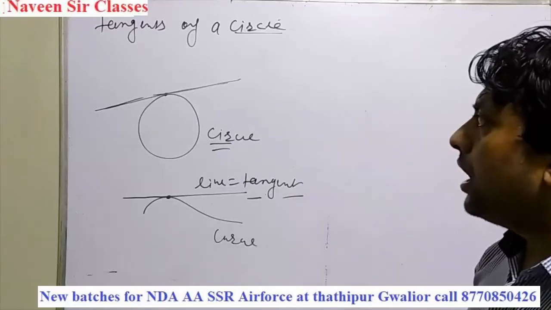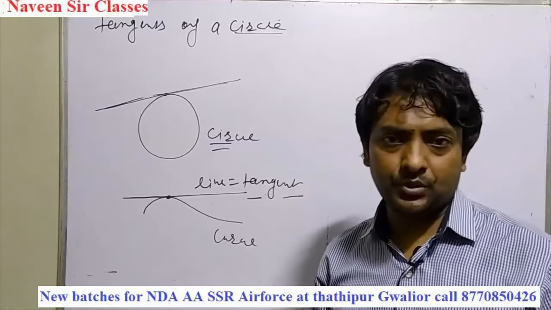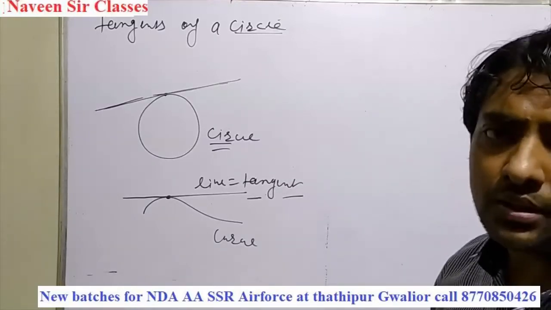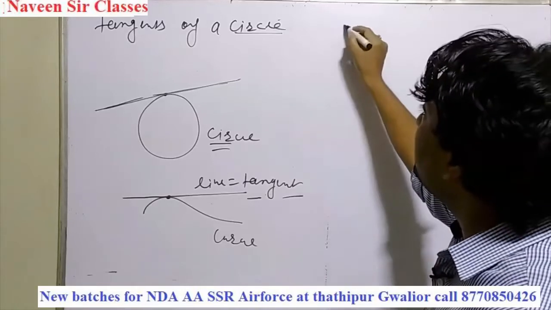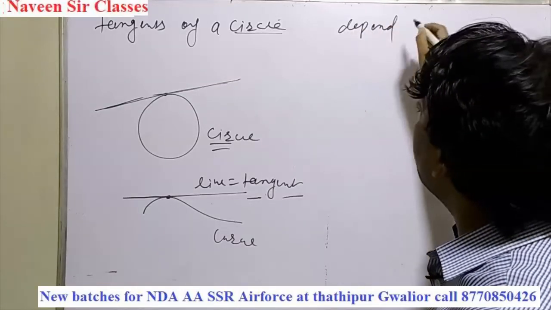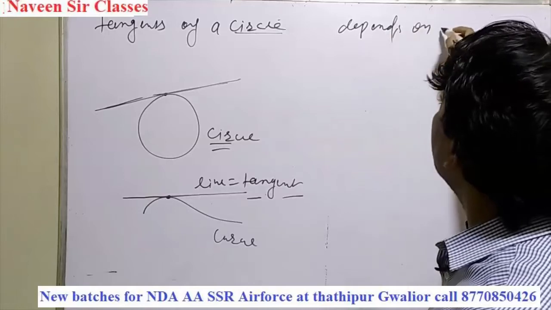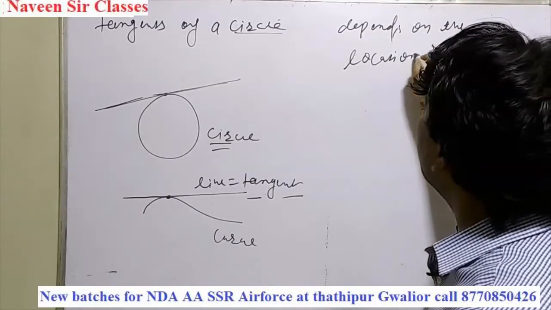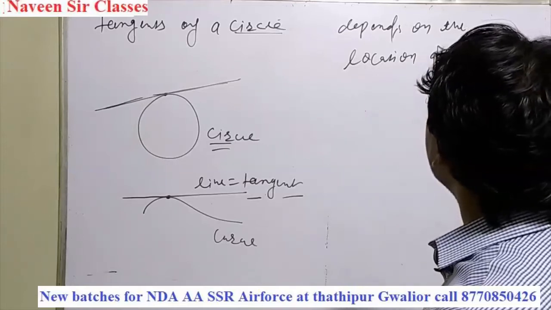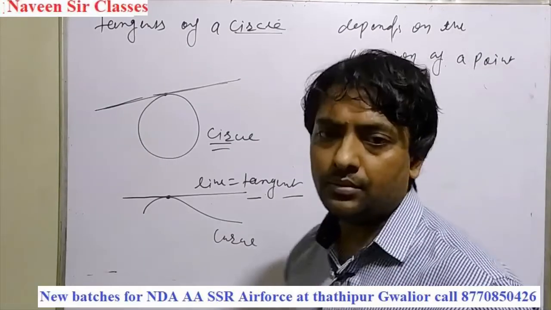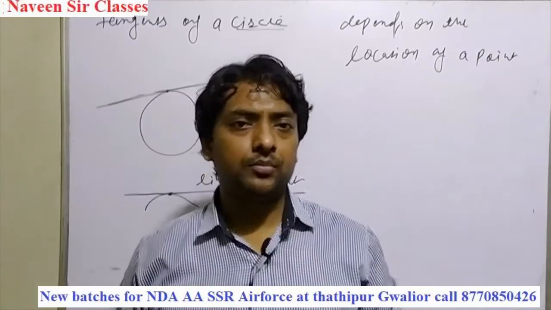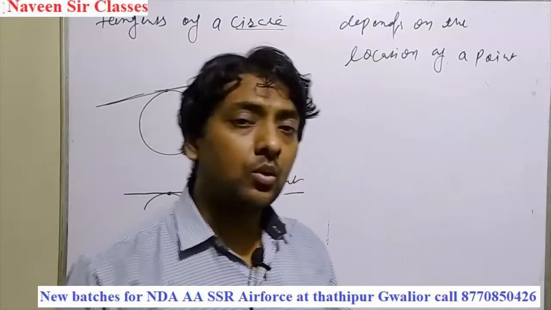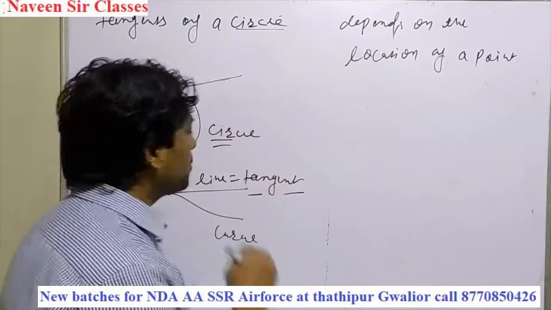Now, how do we construct a tangent? There are three possibilities or three conditions to construct a tangent. It depends on the location of a point, meaning that we have to find out where the location of the point is.